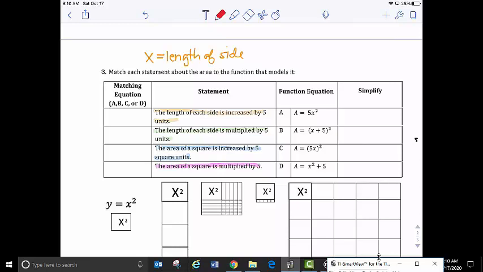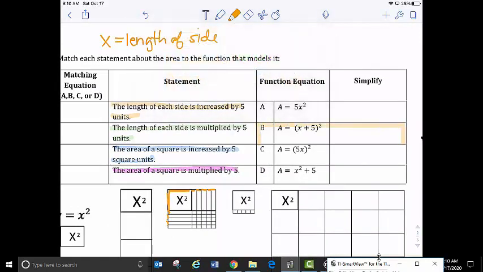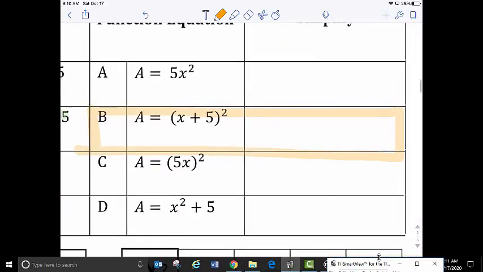So basically, okay, you have your little square here, x, and then we're making it 5 inches or 5 whatever longer on this side, and 5 longer on this side. Okay, the x is the domain, so that would actually be this one right here, x plus 5, and then you turn it into a square. So x plus 5 turned into a square.